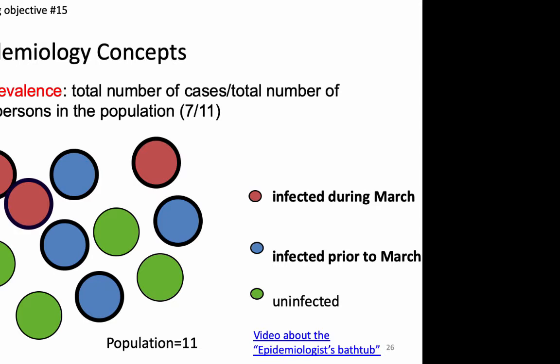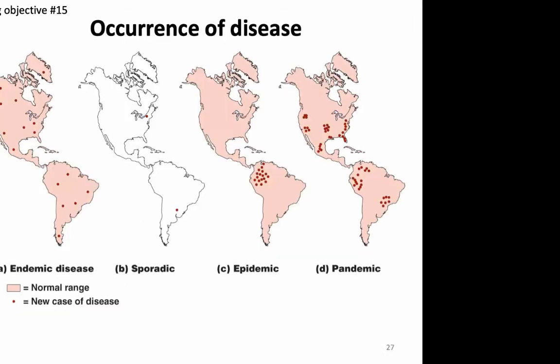Prevalence is the number that encompasses all cases of a disease in the population. So in this case, we have the new cases in red, the cases that are older in blue, for a total of 7 people with this disease out of the 11. So the prevalence in this population of this particular disease is 7 out of 11.